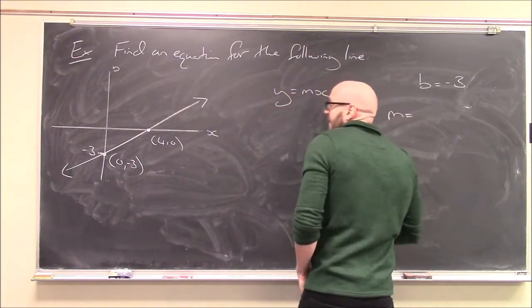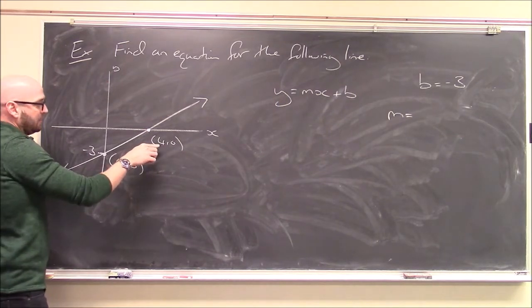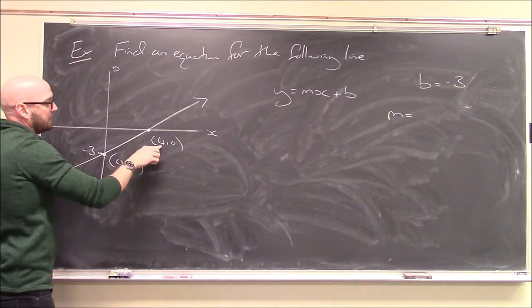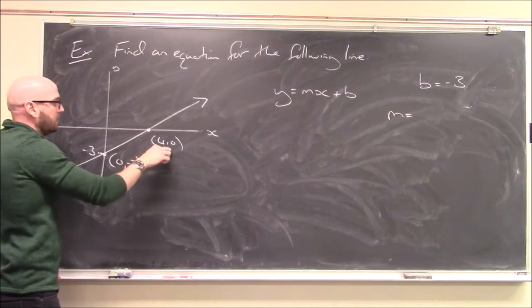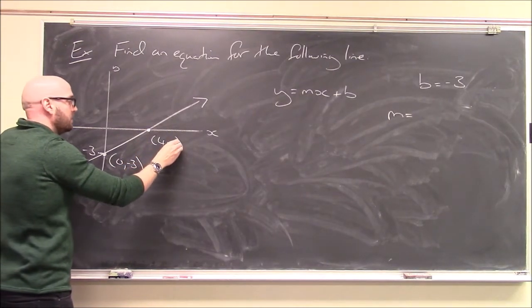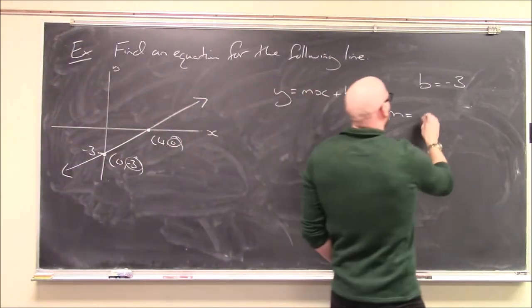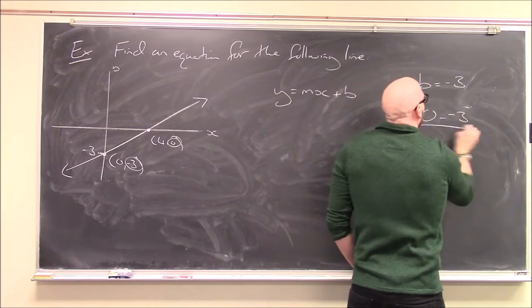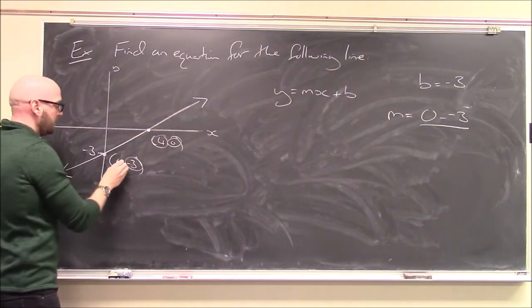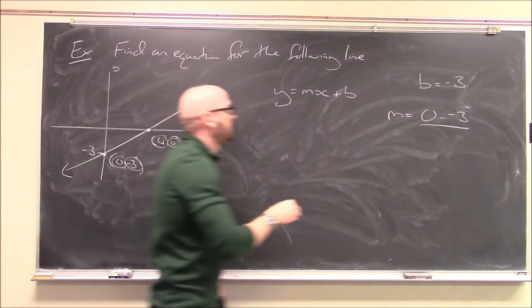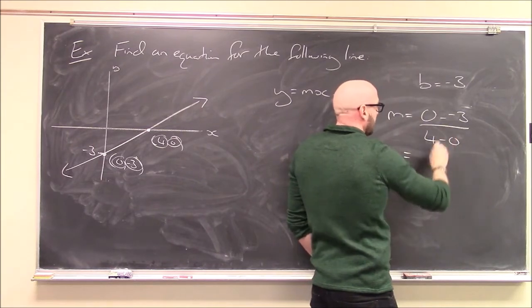m is going to be rise over run, right? So we'll take this as our first point. Well, we'll take it as our second point, so we'll call this x2 and y2. So we're going to take the difference in the y-coordinates. So I've got 0 minus 3 over the change in the x-coordinates. So 4 minus 0. And what is that? That's just 3/4.